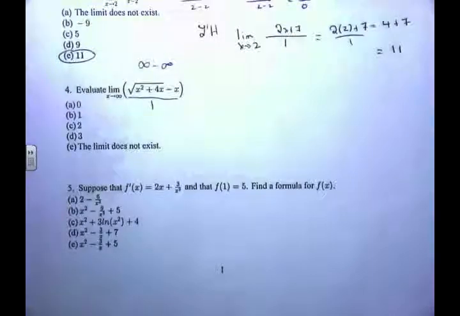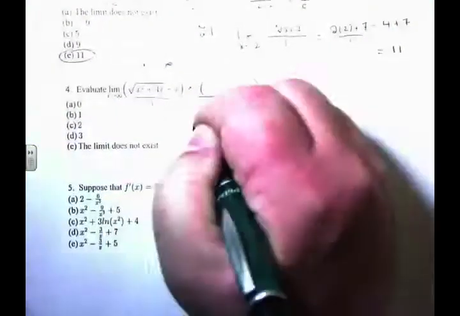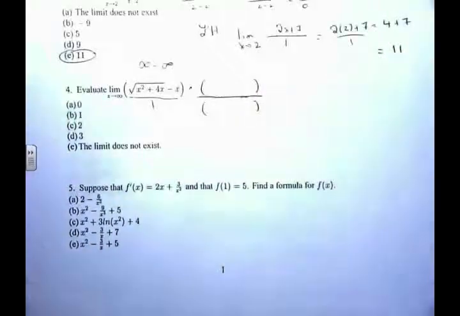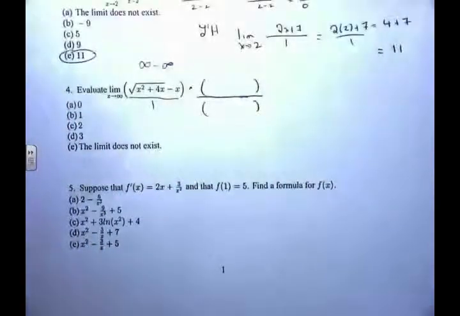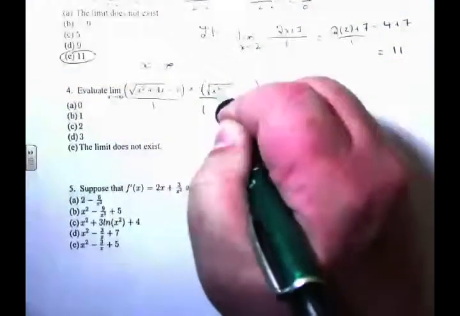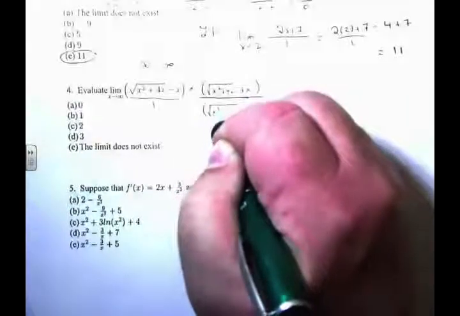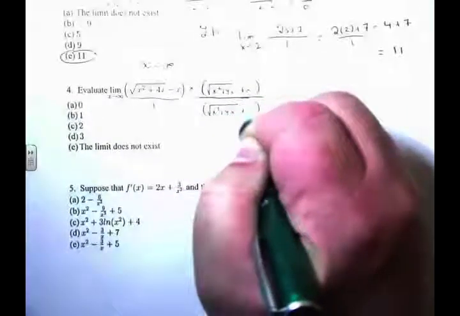Multiply by the conjugate. All right, let's do that trick again. I'm going to multiply by the conjugate, but I do the numerator and I do the denominator. What is the conjugate of the square root of x squared plus 4x minus x? The square root of x squared plus 4x plus x.